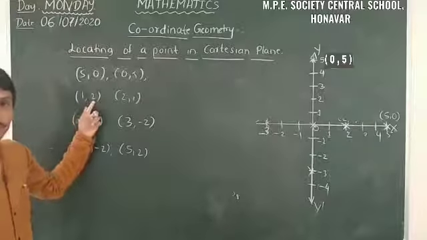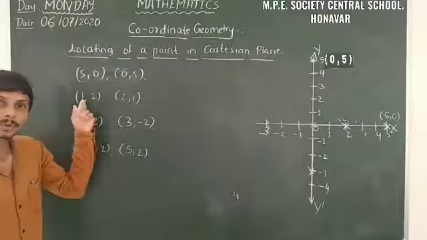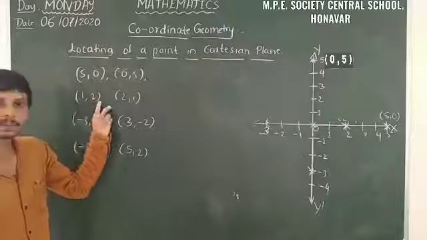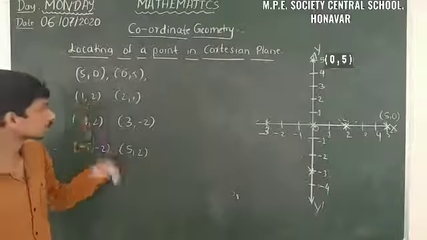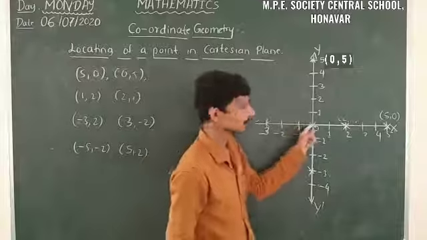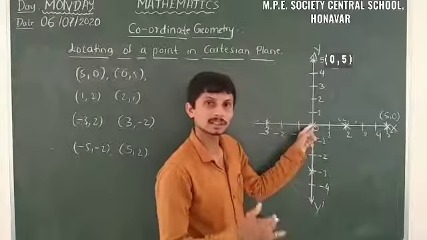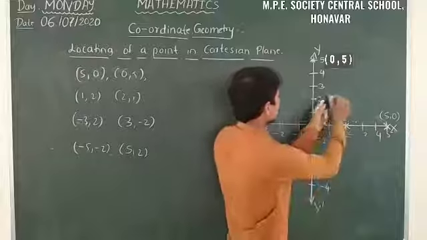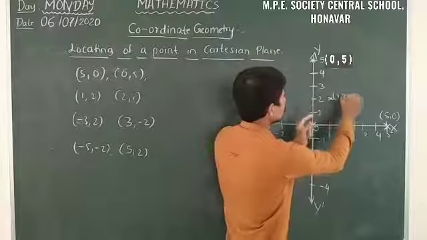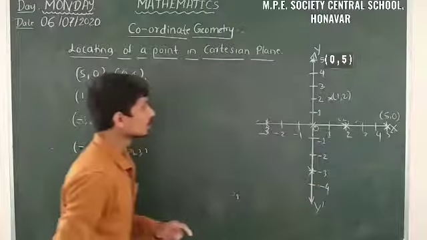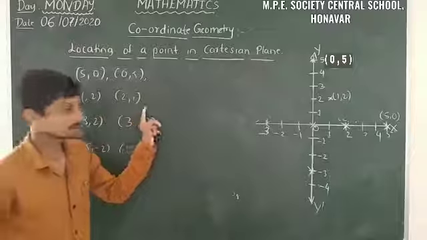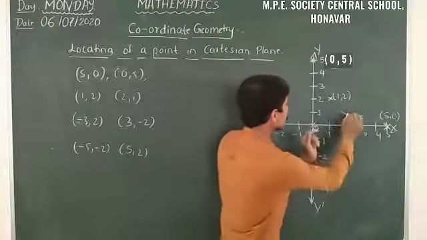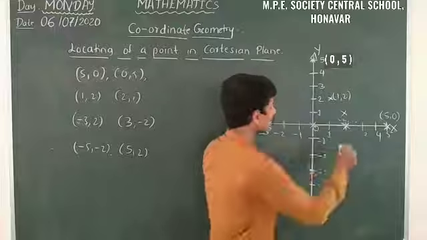Now (1, 2). Firstly we take the perpendicular distance from the y-axis, that is 1, then the perpendicular distance from the x-axis, that is 2. Here we represent (1, 2). Then we take (2, 1). Firstly we take the distance up to 2, and then the perpendicular distance from the x-axis, that is 1.